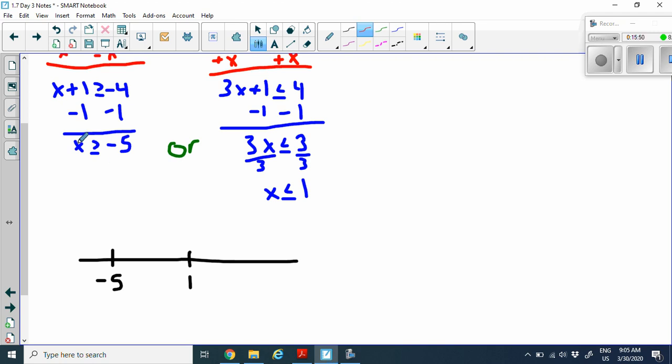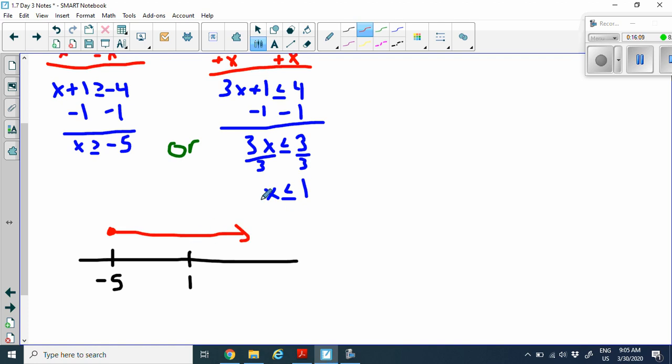Okay, the first one, I have x is greater than or equal to -5. Now remember, equal bar means I have closed circles, so I have a closed circle here on -5. Now since x is greater than, it looks like I want numbers bigger, so that means I would shade to the right here.